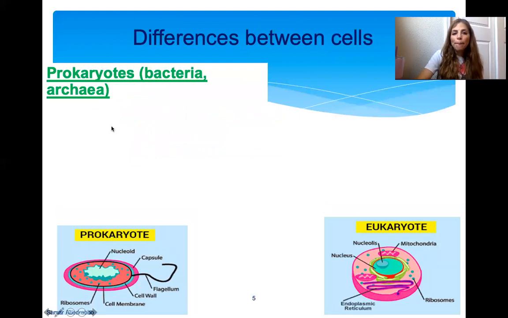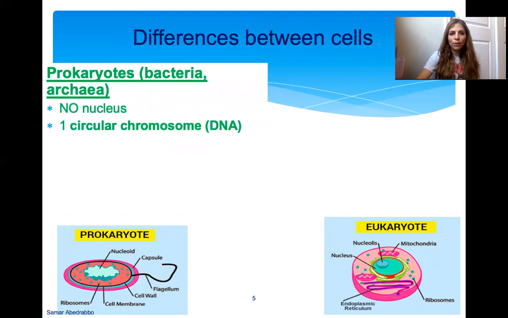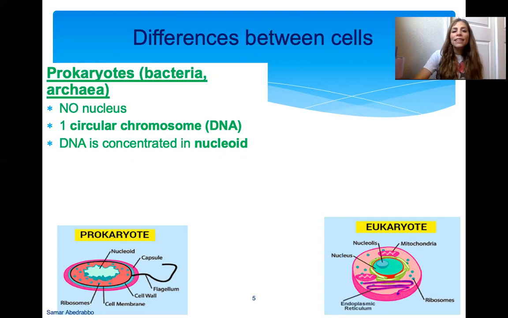So when we look at prokaryotic cells, bacteria and archaea are made up of prokaryotic cells. They do not have a nucleus, unlike eukaryotes, which have a nucleus. They have one circular piece of DNA. So we call DNA and chromosome mean the same thing. A chromosome is DNA, and they just have one, and it's circular. So in prokaryotes, the DNA is circular. The DNA is concentrated in a region called the nucleoid.